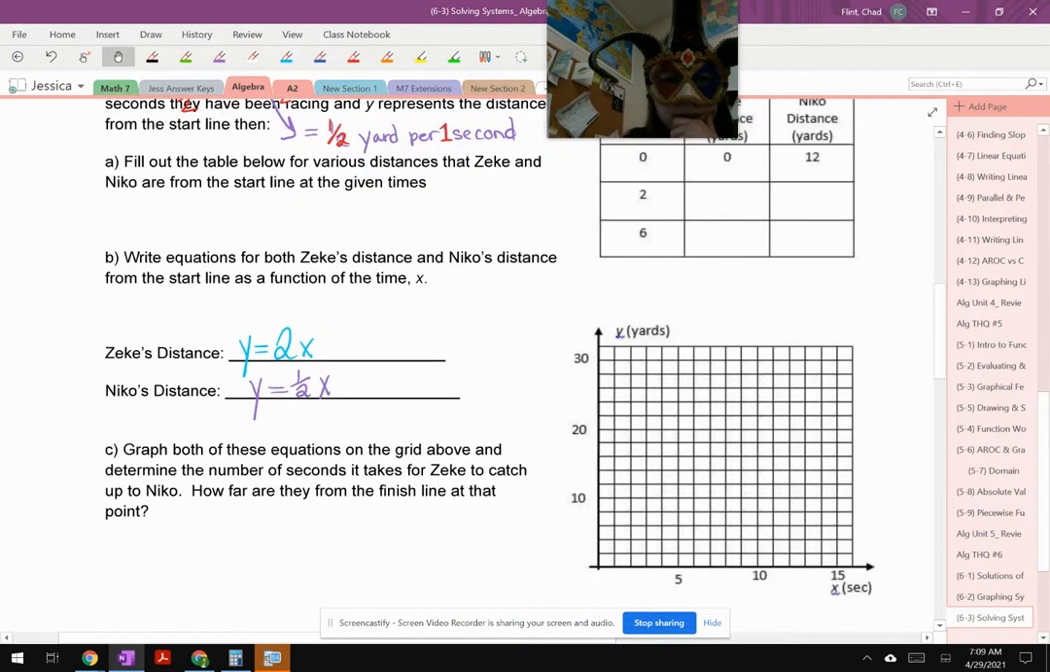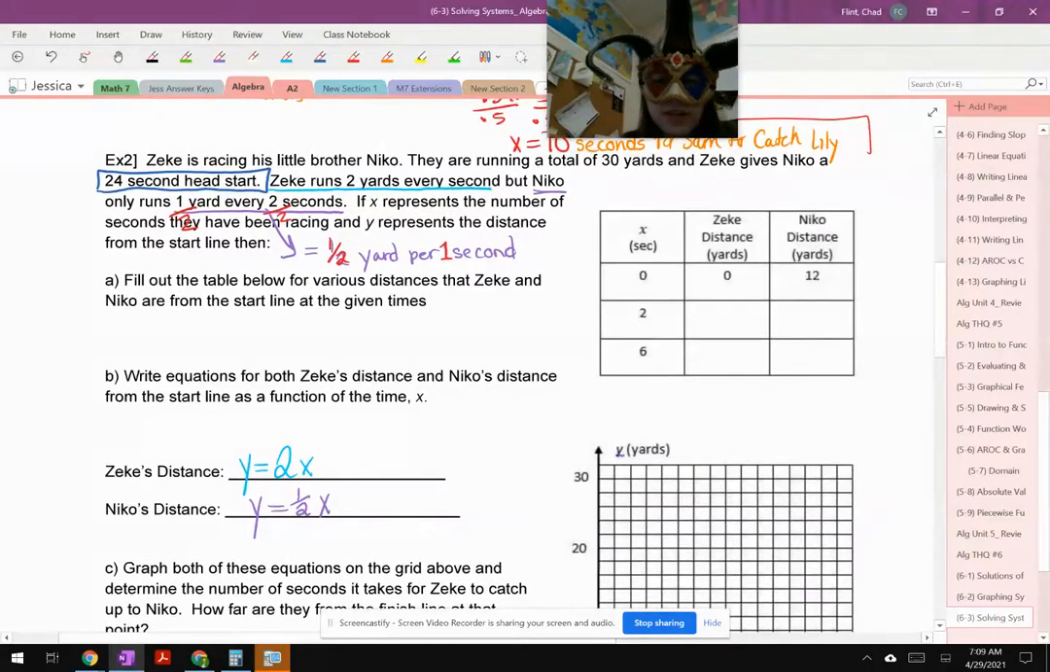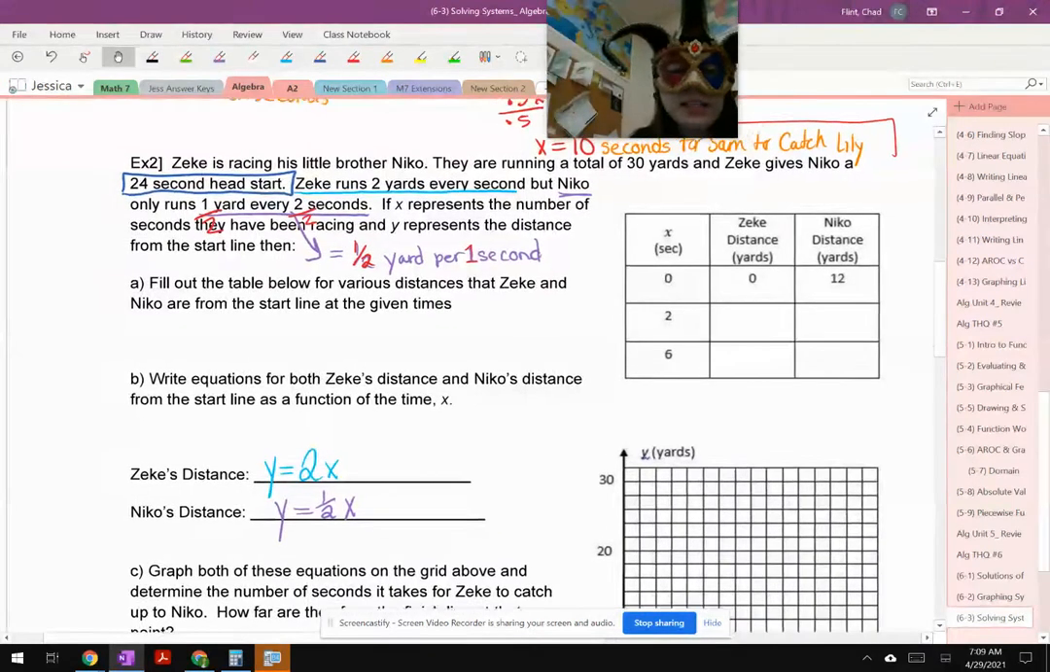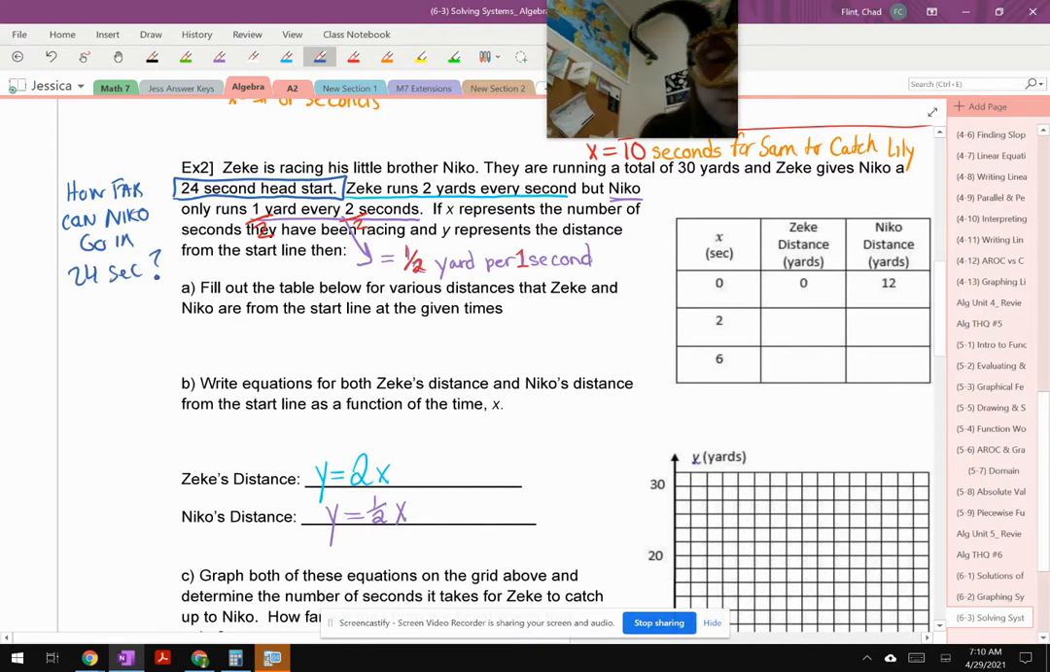Okay, so now we need to look at the head start. Like we talked about in the last one, make sure you're not just putting in plus 24 for the 24-second head start. It's how far can Nico go in 24 seconds?